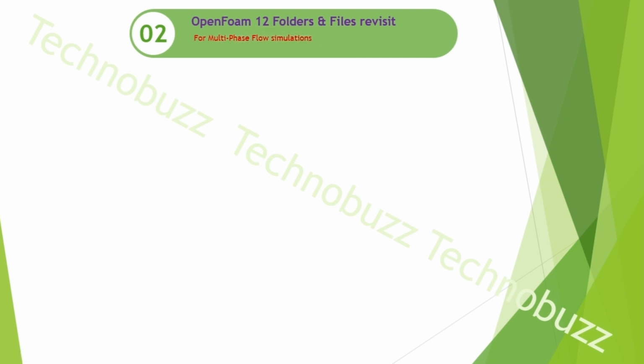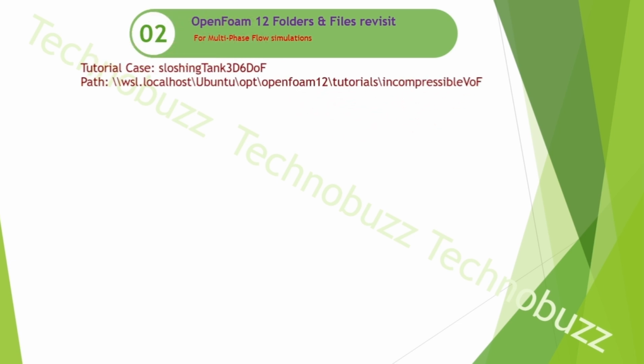In step 2, let us see the OpenFOAM 12 folder structure and the required files in each folder for activating multiphase module. The best way is to start with any relevant tutorial case which includes multiphase and dynamic mesh. So I have selected the case of tank sloshing. The path of this tutorial is given here. I launched the case directly and created the animation.